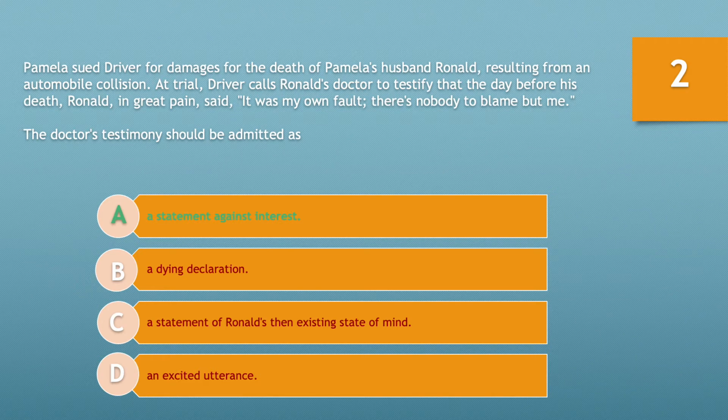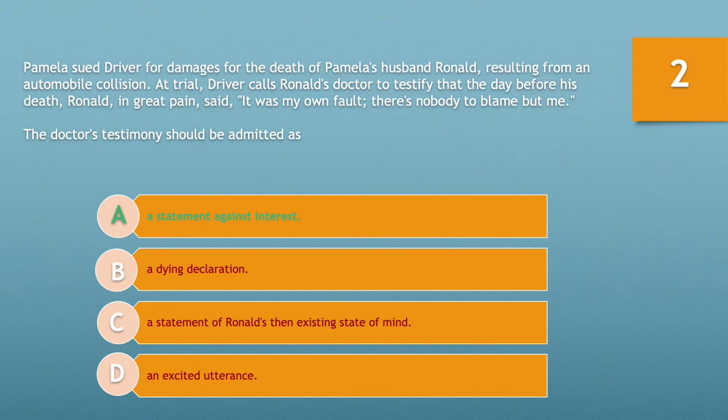Hearsay is an out-of-court statement offered to prove the truth of the matter asserted in that statement. A hearsay statement is admissible if at the time it was made the statement was against financial interest of the declarant or would have subjected the declarant to criminal liability. A hearsay statement made under the belief of impending death and describing the cause or circumstances leading to this impending death is admissible in a civil action and a homicide prosecution. The declarant does not have to die but must be unavailable.